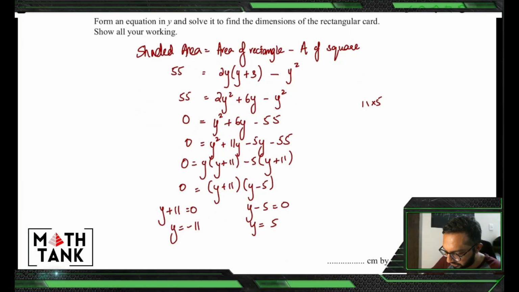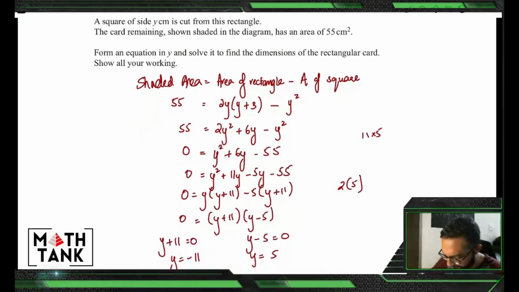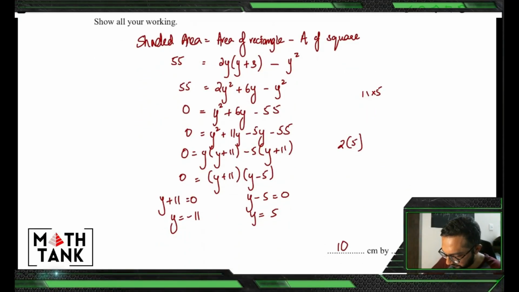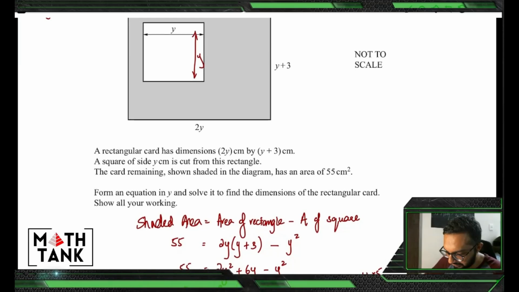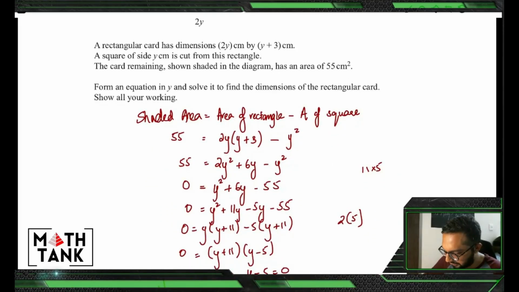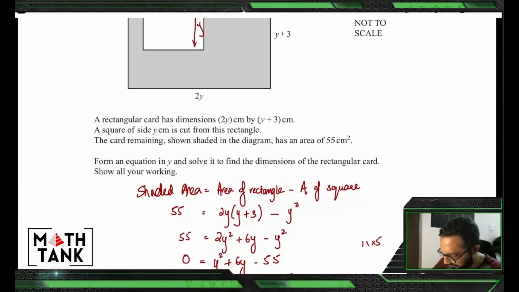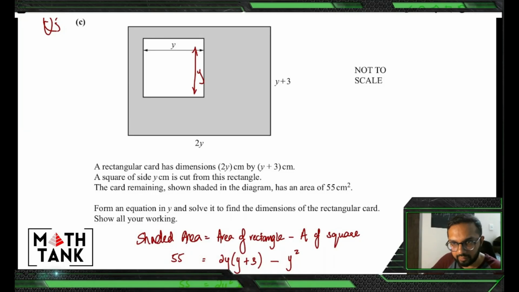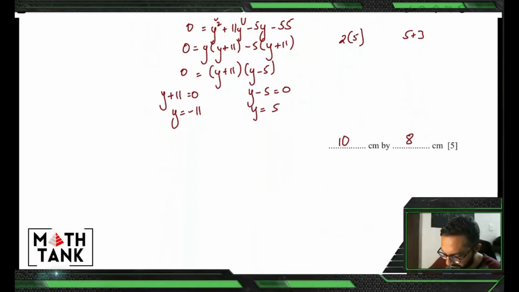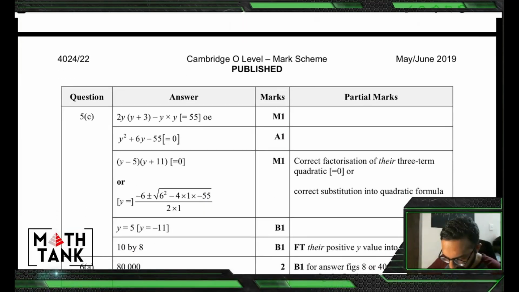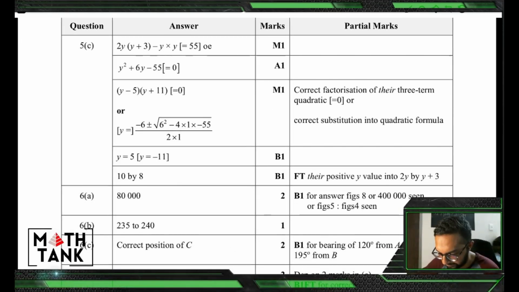So the dimensions are 2 into 5, which gives me 10, and 5 plus 3, which gives me 8. So it was a rectangle of area 80 and then 25 got cut out of it. Okay, that's the first question. Let's check if our answers are correct. 10 by 8 is the right answer. Yes.